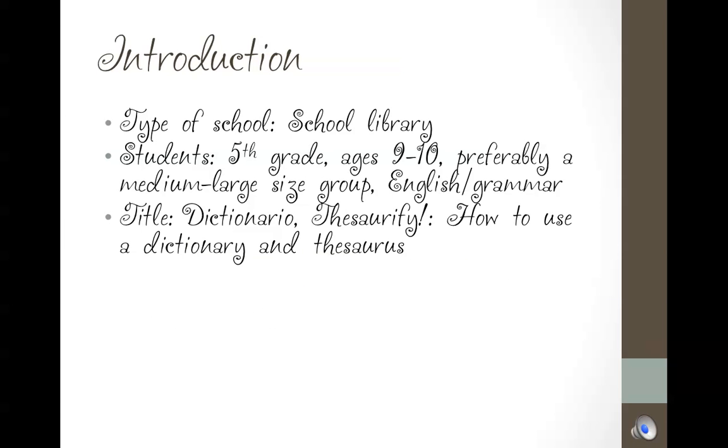The type of library this lesson should be used in is a school library. It is meant for the 5th grade with students ages 9 to 10. Preferably, the group of kids should be medium-sized. You'd probably want a minimum of 6 kids, with the ideal being more than 10. This lesson would work well alongside an English or grammar lesson, but can be used separately as well.